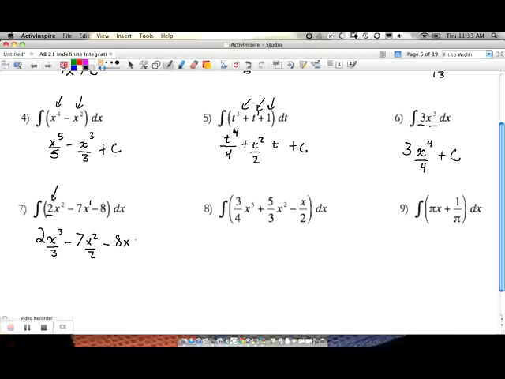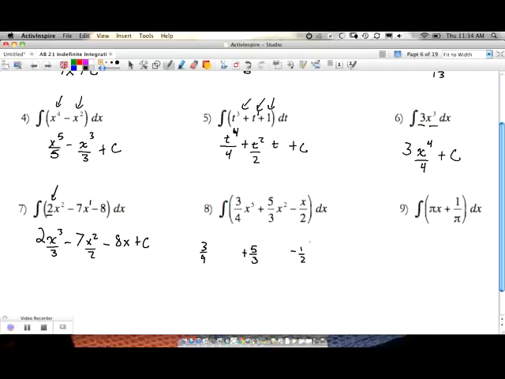For number 8, I see 3 constants. In fact, they're all fractions. So I'm going to go ahead and fill those in. 3/4, and then I got plus 5/3 and minus 1/2. This divide by 2 is the same as minus 1/2.